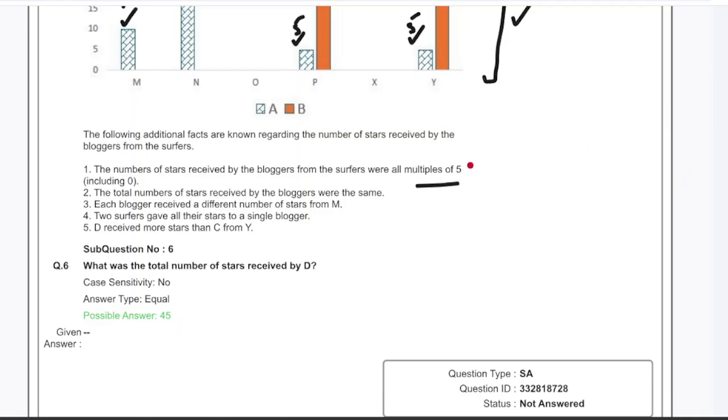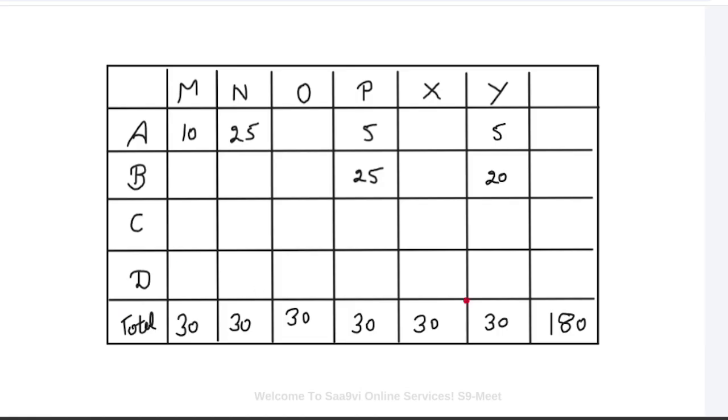The second information which we have is that the total number of stars received by bloggers was the same. So if the number of stars was the same, that means these 180 stars have to be divided among four bloggers. If I divide 180 by 4, I get 45. That means every blogger got 45 stars. So this is 45, this is 45, this also 45, and D also received 45 stars. Now if I add for A, it's 10 plus 25, 35 plus 5, 40 plus 5, 45. That means O did not give any stars to A. X also did not give any stars to A.